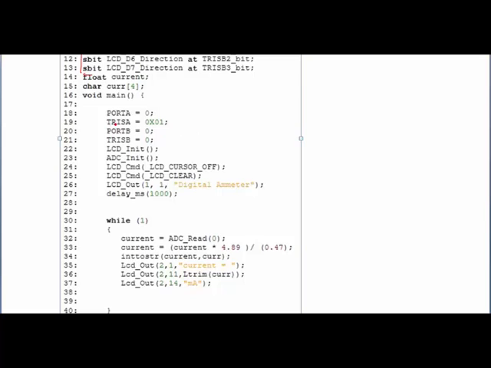So in the main part of the code, we have defined port A as input and port B as output, because we have connected the input from the shunt resistor to port A, and we have defined port B as output because we have connected the LCD with port B. These are the built-in functions. I have written this code using microC. So these are the built-in libraries of microC.